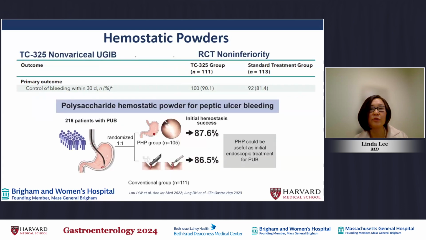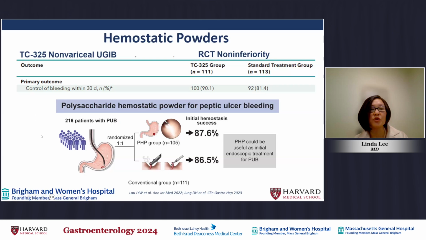Now, hemostatic powders, on the top there you see a randomized non-inferiority study looking at TC325 used in non-variceal upper GI bleed as primary therapy. And what you find there is their primary outcome was control of bleeding within 30 days, and the hemostatic powder group was not inferior to standard treatment.